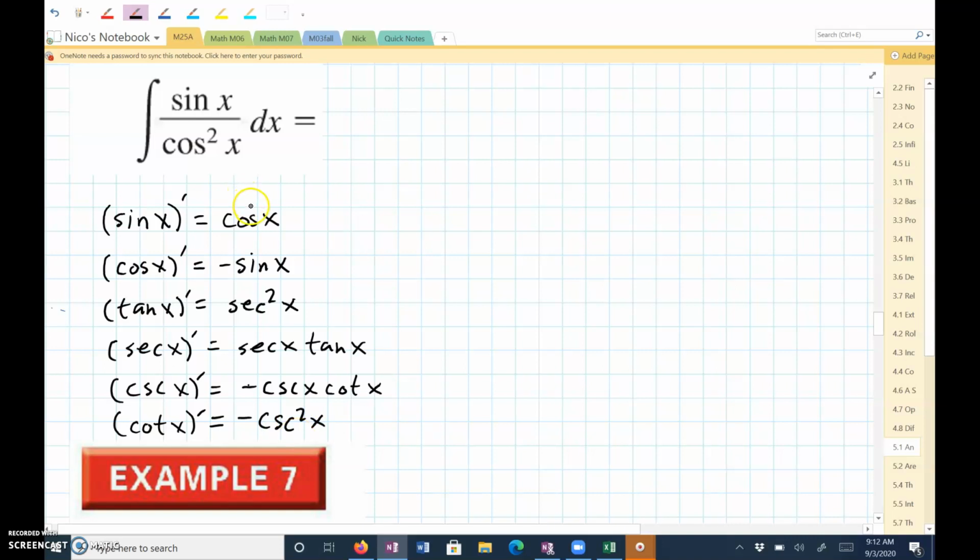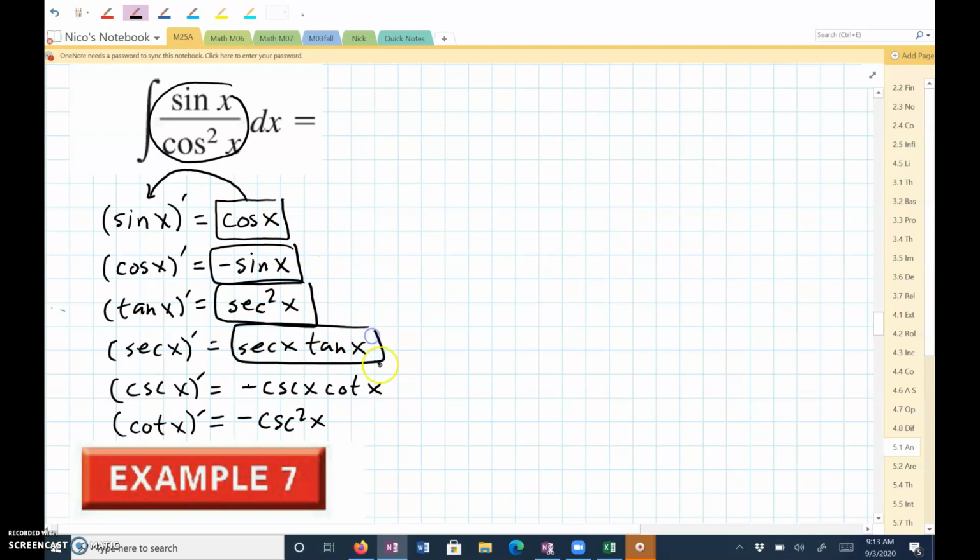And notice that derivatives or antiderivatives would be going back this way. So if we can get this function to look like one of these functions, then we can find the antiderivative very easily. Back in trig, you did a lot of trig identities. So that's kind of what we're going to do here.